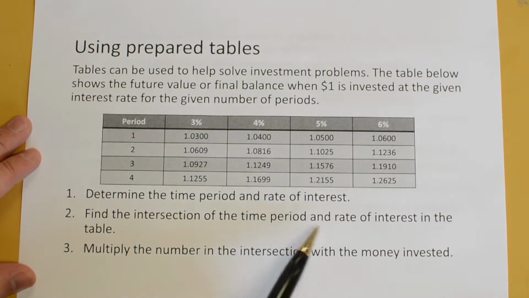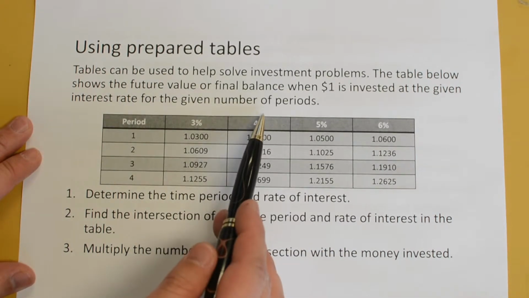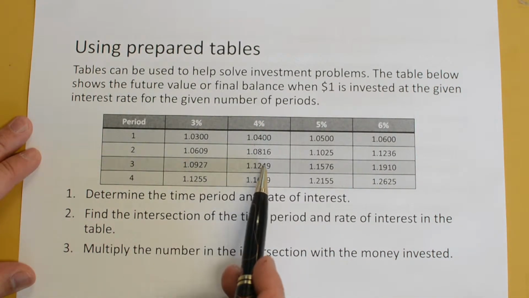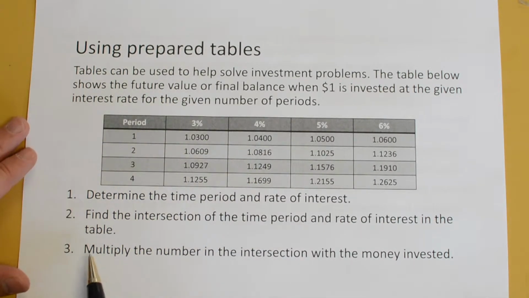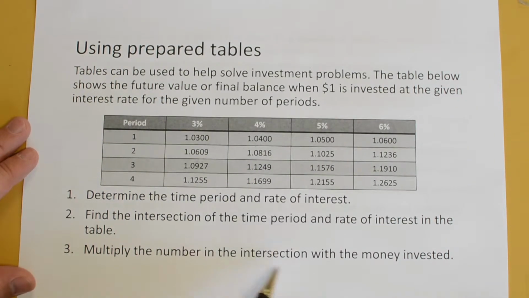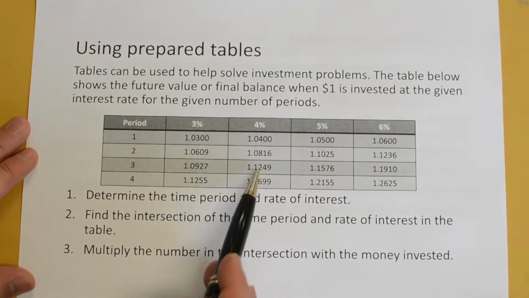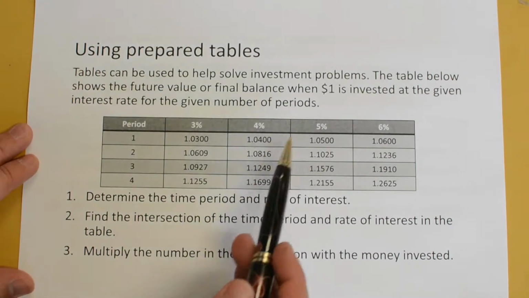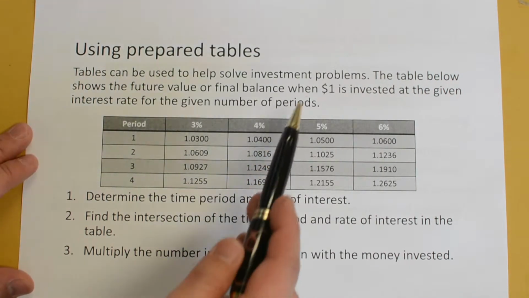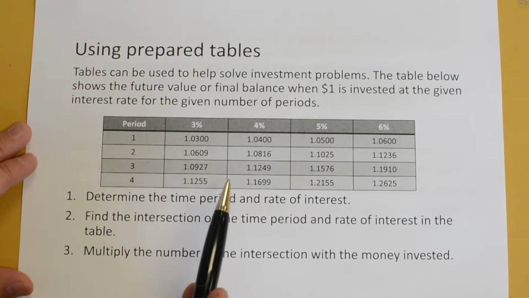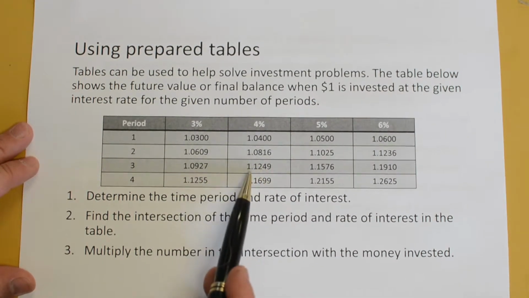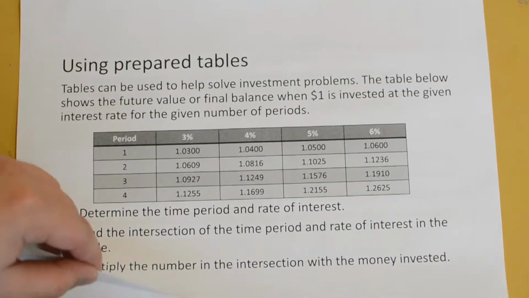Find the intersection of the time period and the rate of interest in the table, which means using your rate of interest and the time period, figure out where they meet. Then you multiply the number in the intersection with the amount of money invested, because this number only applies to $1. So if you invest $100, you're going to have this times 100.